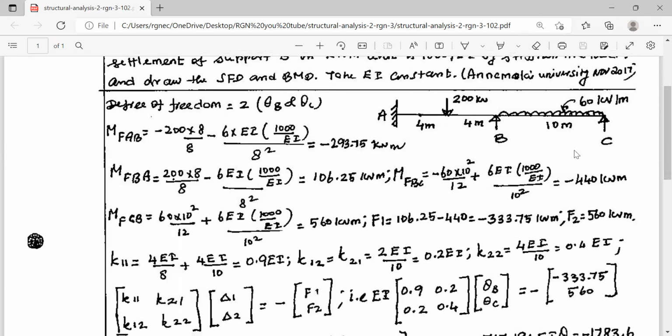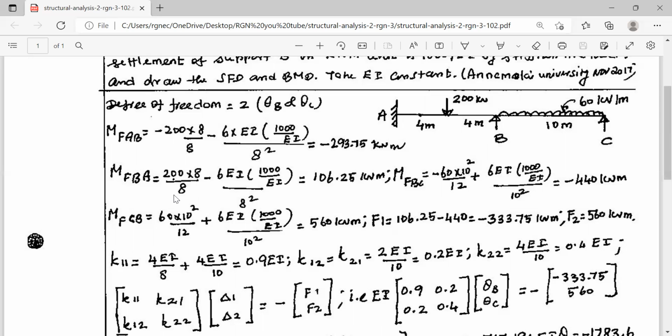The first step is calculation of fixed end moment, MFAB. It is the point load at midspan, WL by 8. MFAB is an anti-clockwise moment, so negative sign. Then B is settled. So the moment at A due to settlement is also anti-clockwise. That is given as 6EI delta by L square. Here L is 8. Delta is 1000 by EI, the settlement value. 6EI is the formula. EI gets cancelled. So this is the total fixed end moment at A, MFAB.